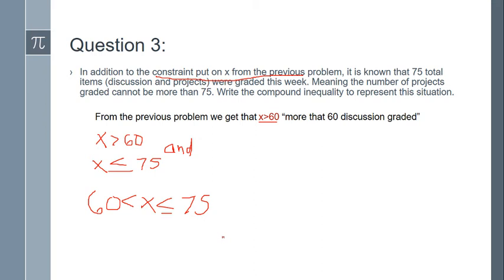Now when you have an or, the only way to represent a compound inequality that's an or is with the word or in between. But this problem clearly indicates an and. Both of these things are true, and they're true at the same time. It's not one or the other.